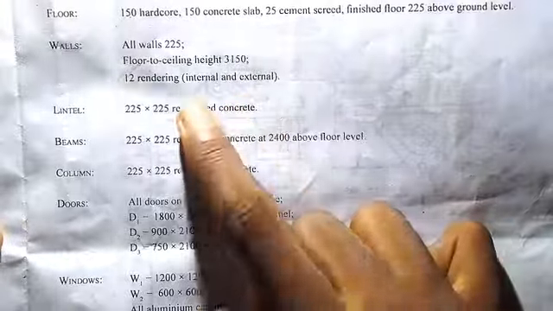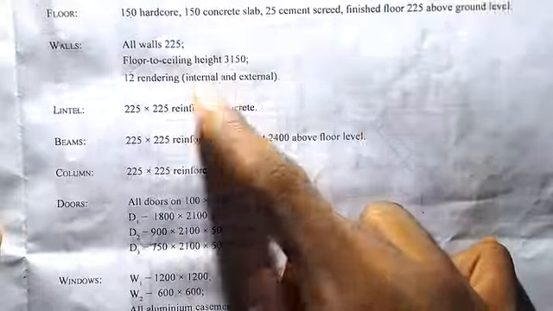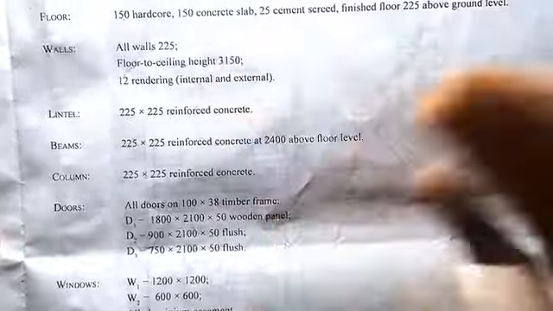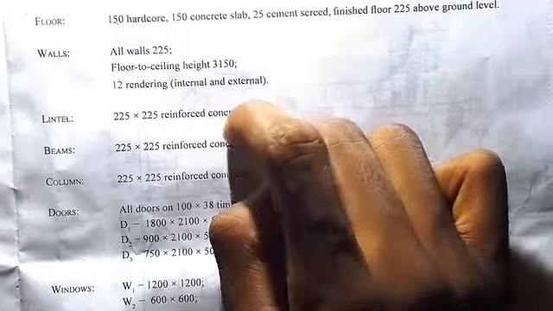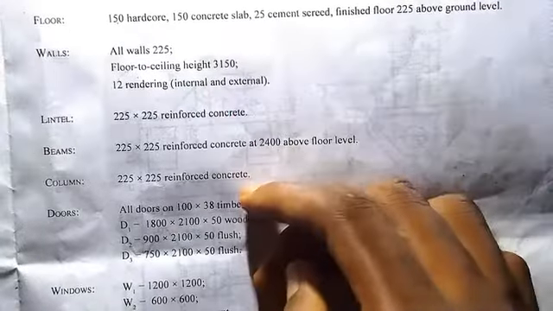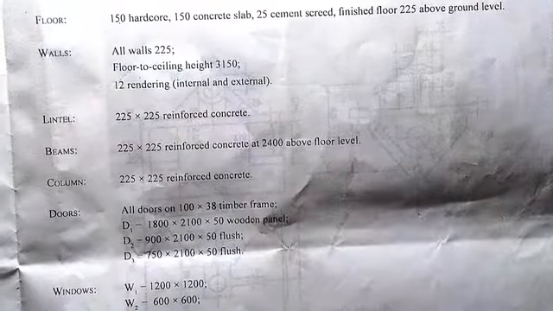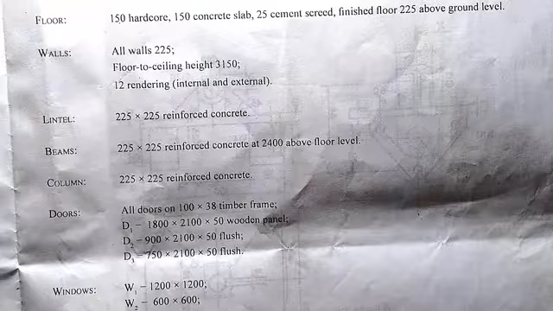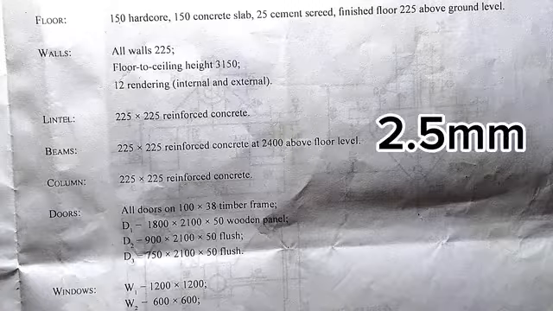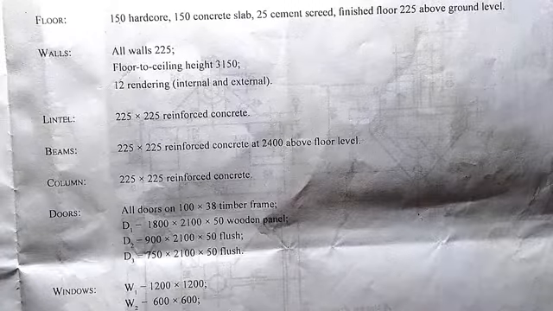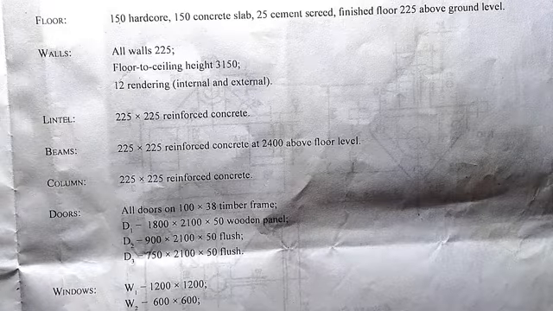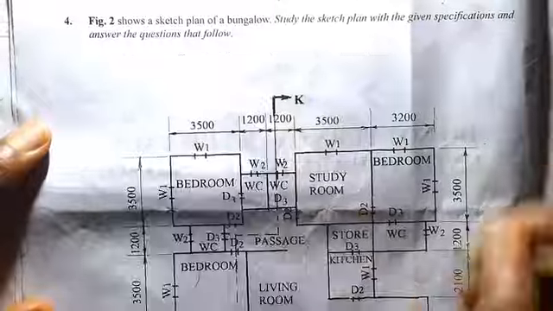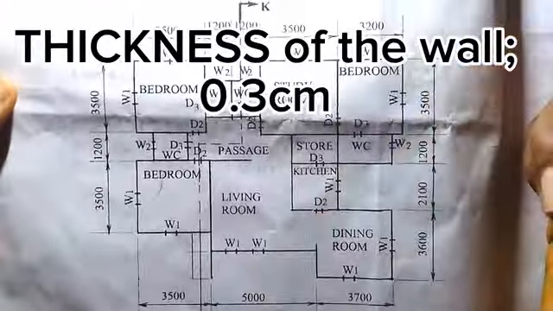What we'll do is add the 12, that is 12 plus 12 for internal and external, which is giving us 24. We'll now add it to 225. 225 plus 24 is giving us 249. 249 divided by 100 is giving us 2.49, approximately 2.5 millimeter. Converting it to centimeter, we are having 0.25 centimeter. So we approximate it to 0.3 centimeter. That will be the thickness of our walls all around. 0.3 cm is the thickness of our wall.